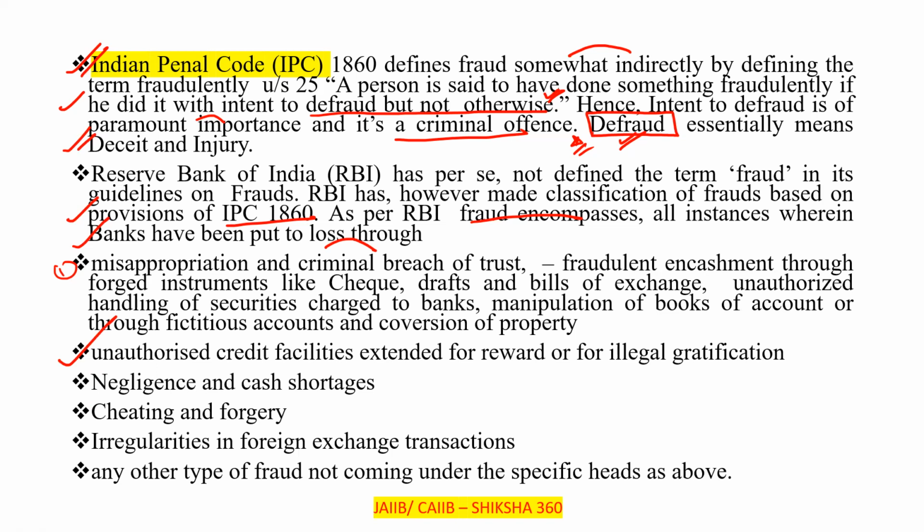Fourth one, that is cheating and forgery. Fifth one, that is irregularities in the foreign exchange transactions. Sixth one, that is any other type of fraud not coming under the specific heads above. All these things basically come under that. This is basically fraud as defined by the RBI as per the IPC Act 1860. So kindly remember how they have defined fraud as per the Act 1860, under section 25.